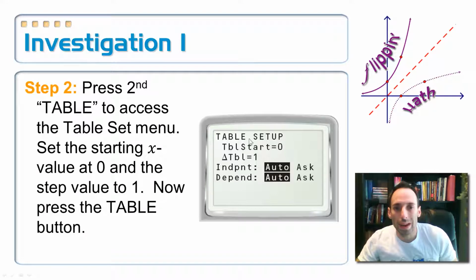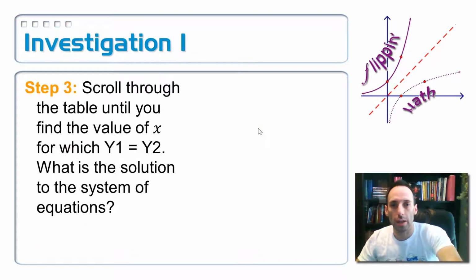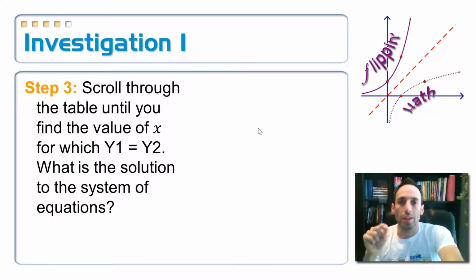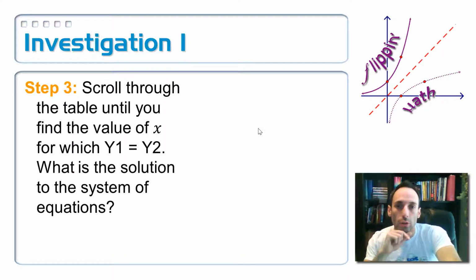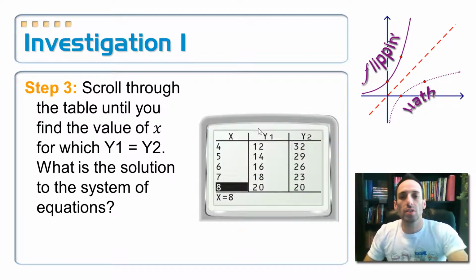Okay, so once we have these things set up, let's go ahead and hit the table button. So click the table button, and this is what I should get. I should scroll down until I see where the two y values are the same. So keep scrolling. You might have to go up, you might have to go down. You're looking for where y1 is equal to y2. The y values are the same.